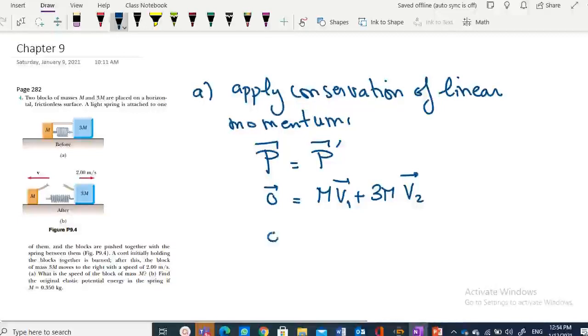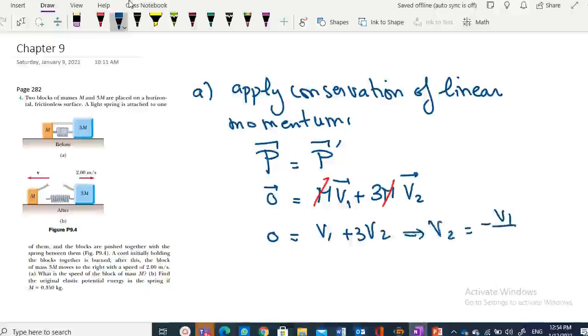Okay, so I will get 0 equals m v1, and I can remove m from the equation. I divide by m the whole line. I will use algebraic values, without the vectors. So v1 plus 3 v2 equals 0, which implies v2 equals minus v1 over 3.